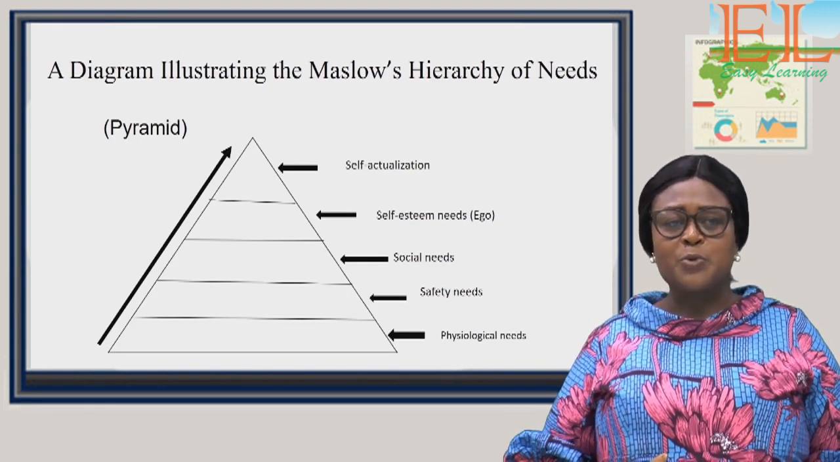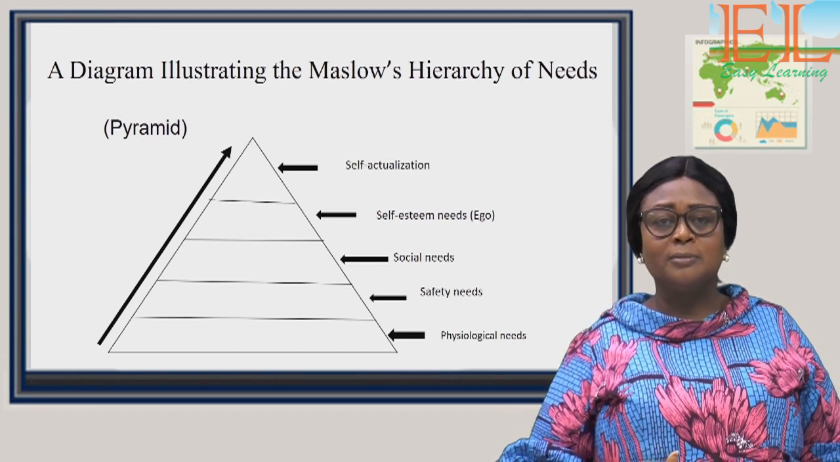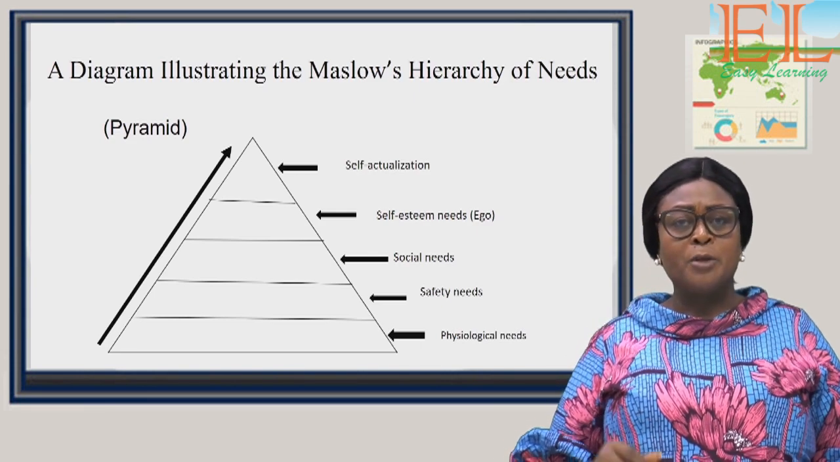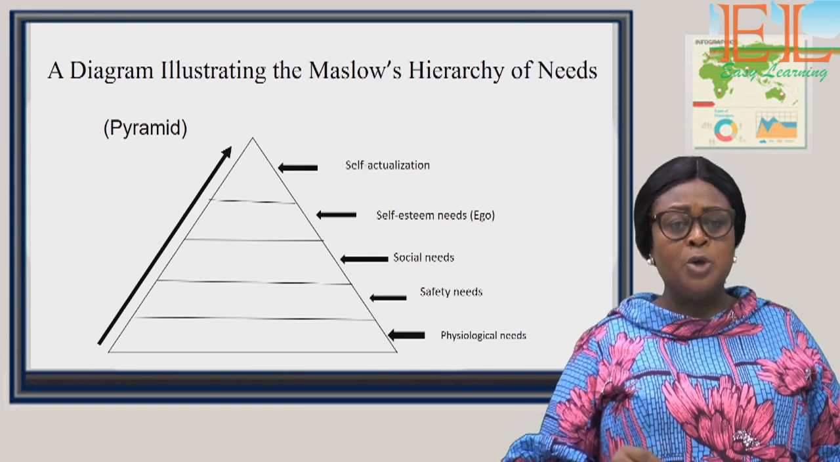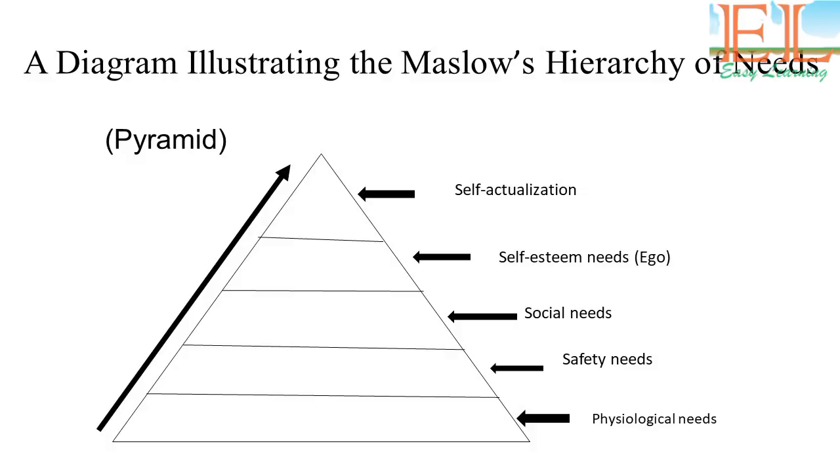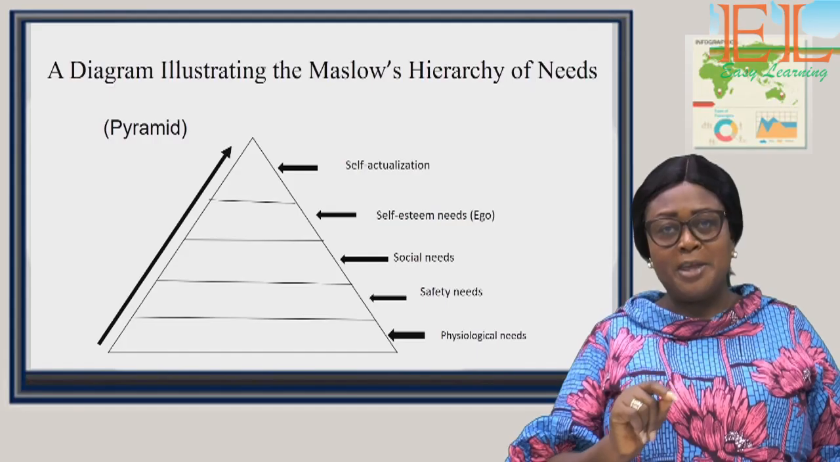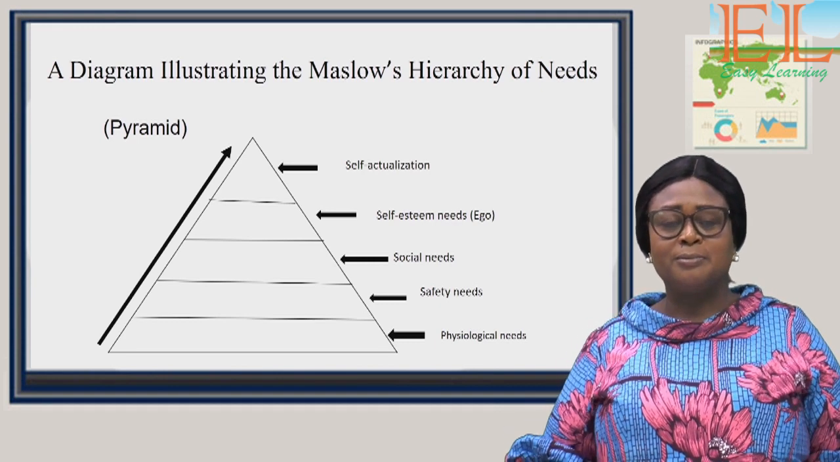Now you can see on your screen a diagram illustrating Maslow's theory. Take a good look at this diagram, because often when you come across them in examination questions, you will need this diagram to answer a question. For example, you could be asked, with the help of a diagram, explain Maslow's theory. Anytime you come across a question like that, it means you have to draw the diagram in this manner, and that can fetch you up to 4 marks.